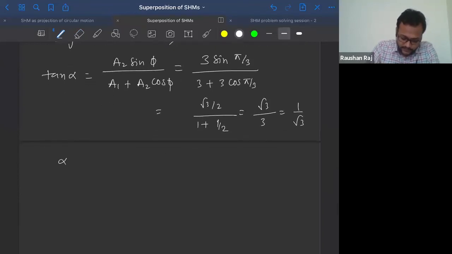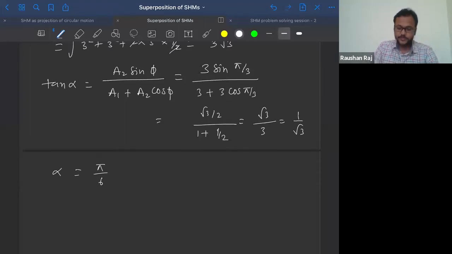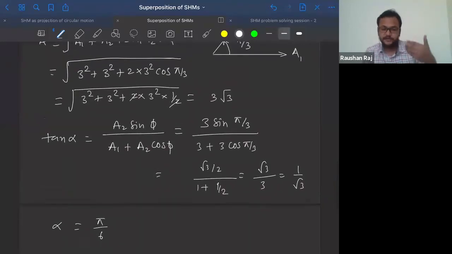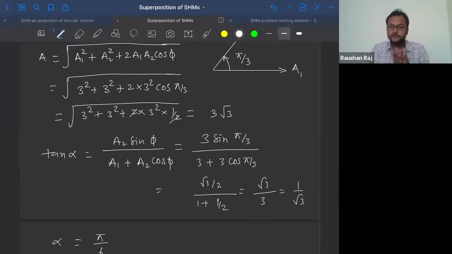So what is the value of alpha? Alpha is nothing but pi by 6. Yes, it is correct now. Both of them have equal amplitude, so the resultant will be making an equal angle with each one of them. That is why pi by 6 has come. So alpha is pi by 6.